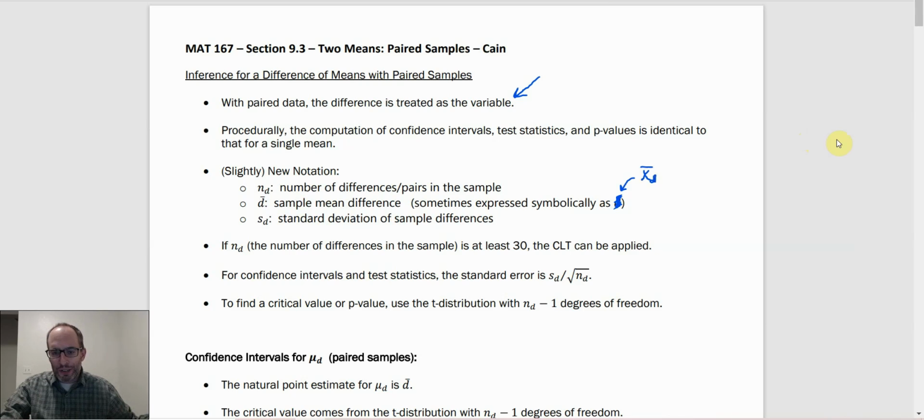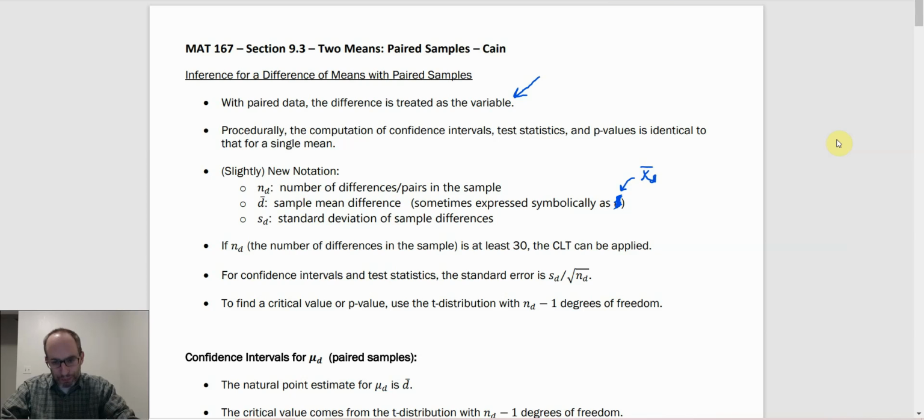So X bar sub D. I kind of like that notation better because then everything has a subscript of D for difference. That feels more consistent or more uniform. But our book uses the D bar and that's fine. I mean, D bar looks like an X bar. I can understand that preference too, of using a D bar instead. So we'll stick with what our book's got.